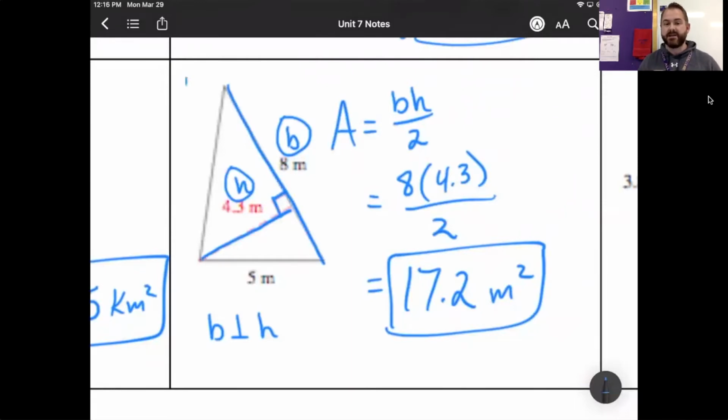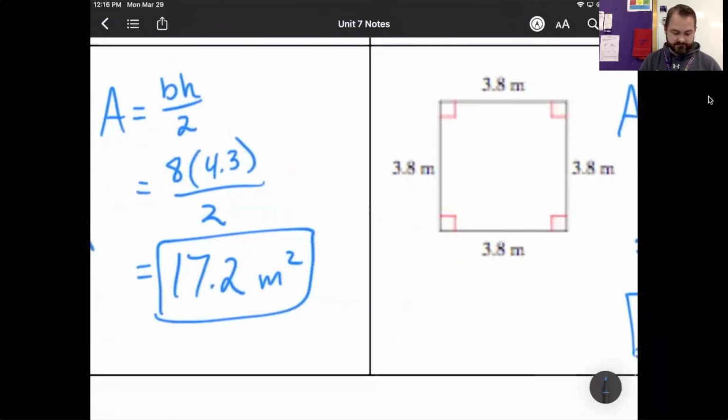So if the base is 8 and the height is 4.3, that means 8 times 4.3 over 2 is our formula, because we do base times height divided by 2. And when we do that, we get about 17.2 square meters, or meters squared.